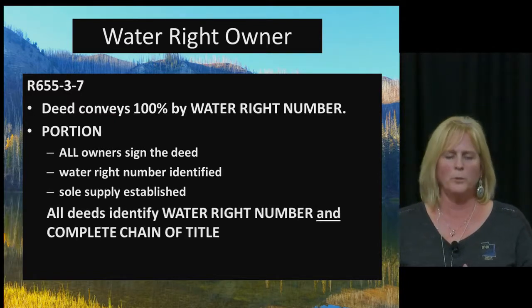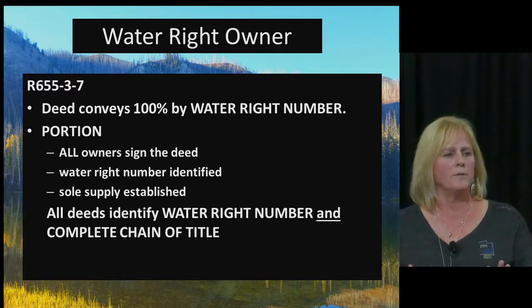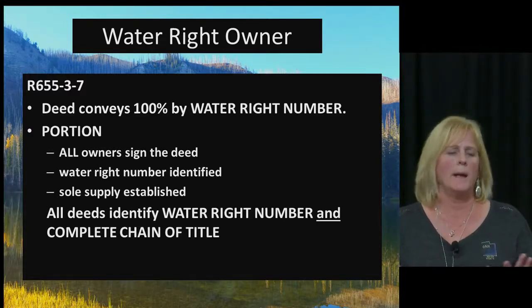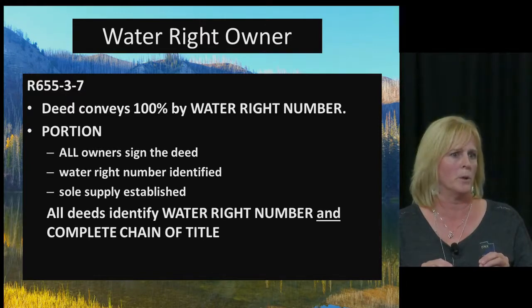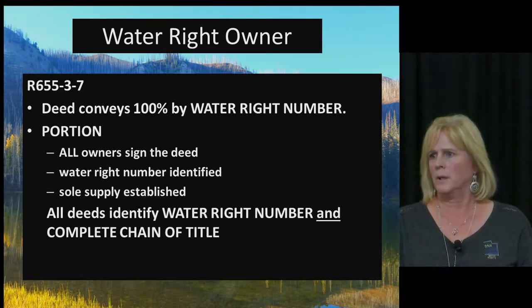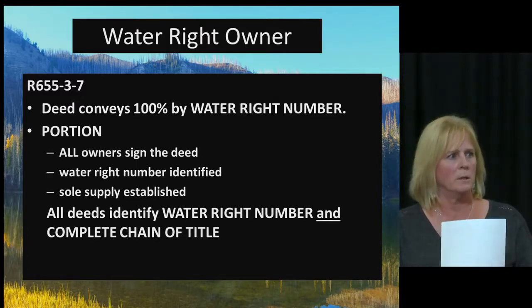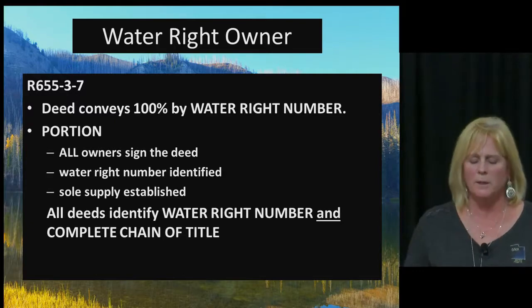Okay, if there are multiple chains, it has to identify the water right number, and it has to have a complete chain of title. All the deeds in that chain have to mention the water right number. Okay, are there any questions? Am I going too fast? Is everybody falling asleep? Okay, good.